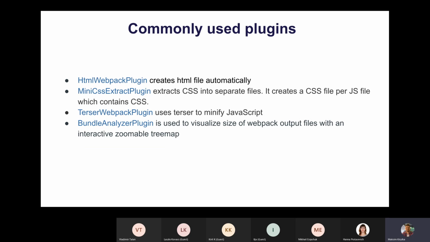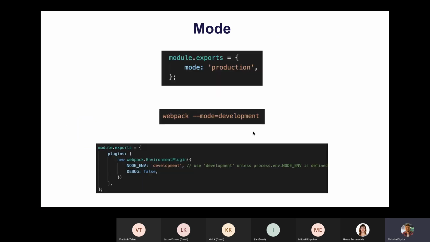And this is a list of commonly used plugins. Again, HTML Webpack plugin creates HTML file automatically. Mini CSS extract plugin extracts CSS into separate files. Terser Webpack plugin uses Terser to minify JavaScript. And bundle analyzer plugin is usually used to visualize size of Webpack output. And by the way, we will consider this plugin in the practice later. Okay.